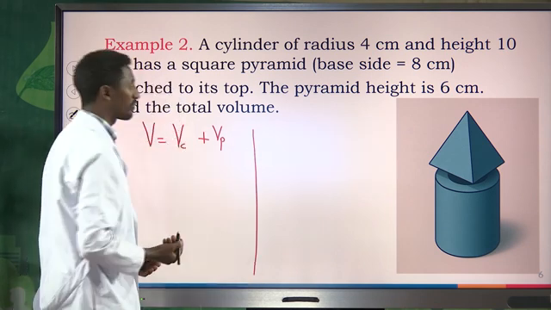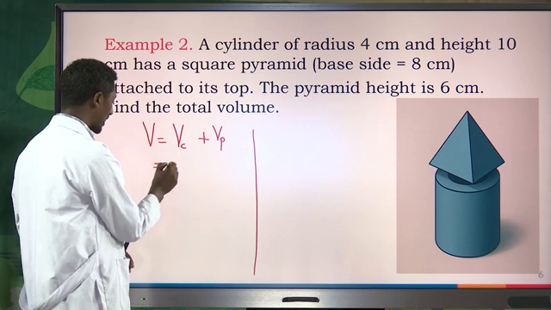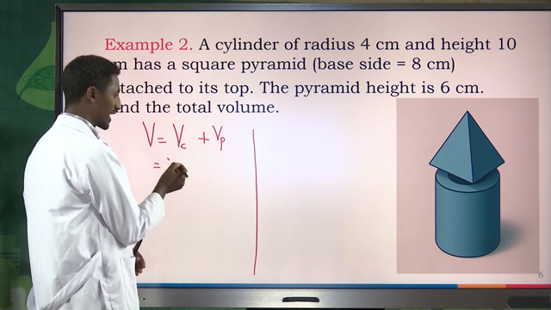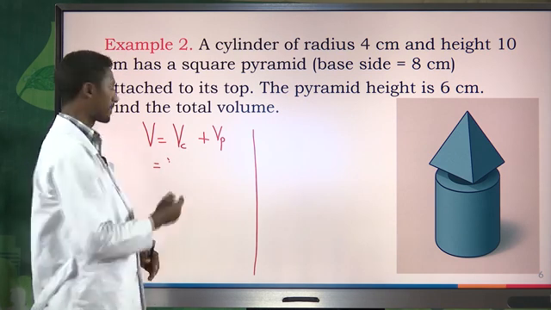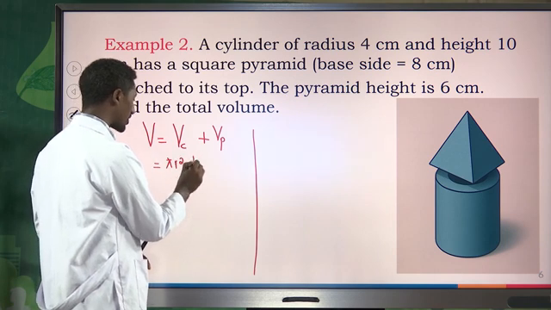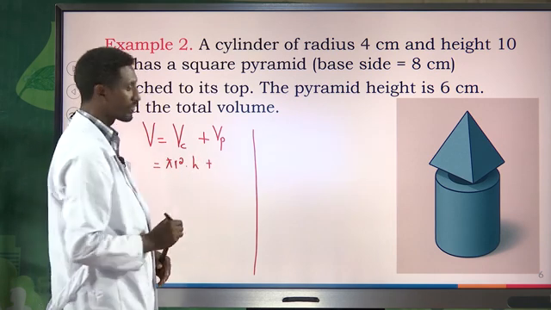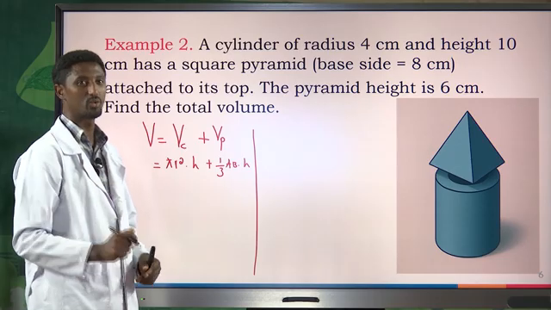Now let's find the volume of each. How can we find the volume of a cylinder? The volume of a cylinder is equal to base area times height. The base area of a cylinder is pi r square, times h. Plus, how can we find the volume of a right regular pyramid? It's 1 over 3 area of base times height. So now it's very simple. We can substitute the values.